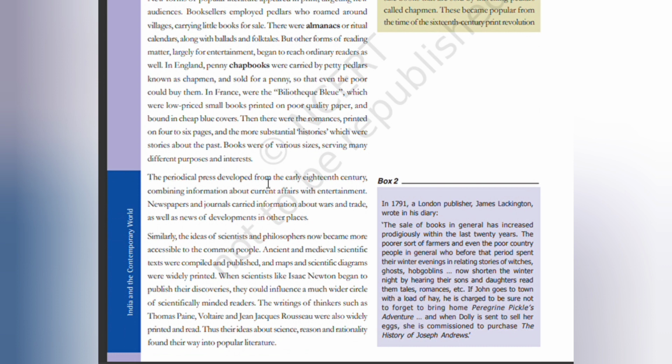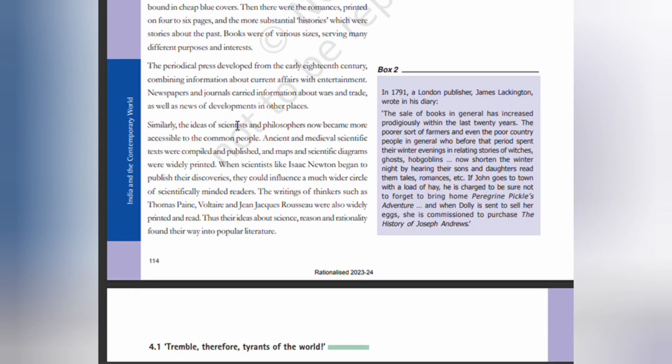The periodical press developed from the early 18th century, combining information about current affairs with entertainment. Newspapers and journals carried information about wars and trade, as well as news of developments in other places. Similarly, the ideas of the scientist and philosopher now became more accessible to the common people. Ancient and medieval scientific texts were compiled and published, and maps and scientific diagrams were widely printed.